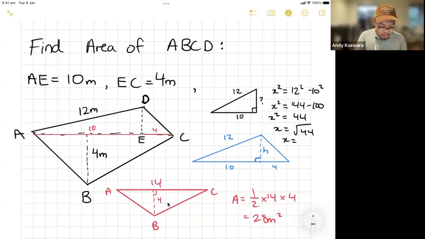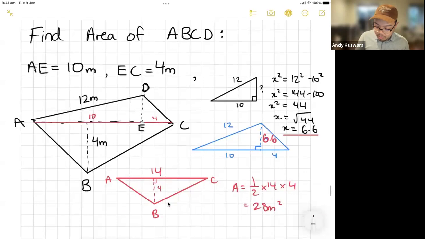And I can see that x would be approximately 6.6 to 1 decimal place. And so I can see here that my height of this would be 6.6. Okay, hopefully you can see that. So how do I find the total area of this blue triangle here? Area equals half times base, which is 14, because that's the whole from here to here. The 10 and the 4 make 14 as your base, times 6.6 as your height. It should be approximately 46.2 meters squared.